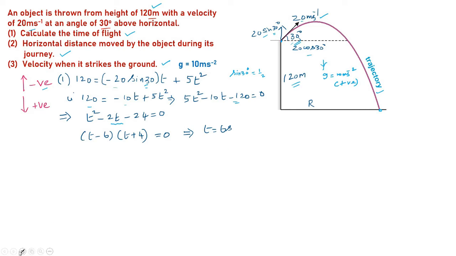t equal to 6 seconds is one answer. t equal to minus 4 seconds is another answer, because being quadratic you will have two roots, t equal to 6 and t equal to minus 4, but t equal to minus 4 can be neglected. So we have t is equal to 6 seconds. Is it all right? Go to the next one.